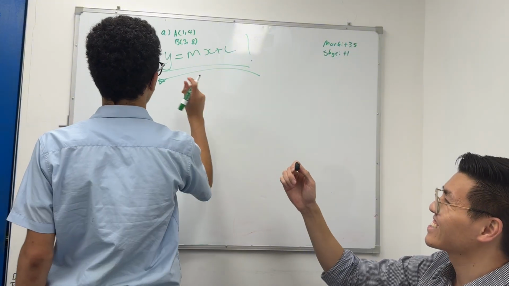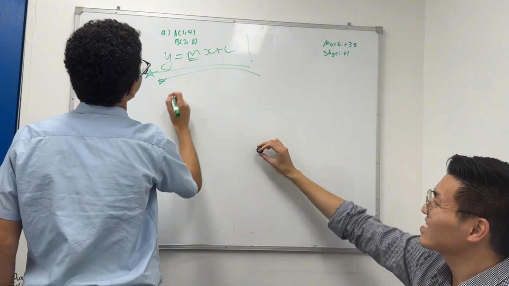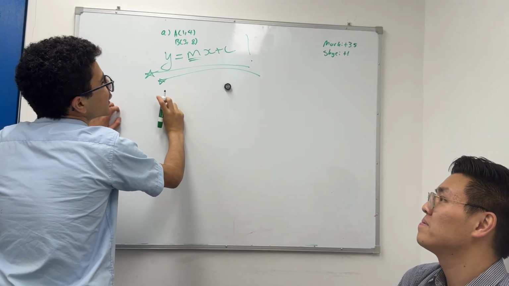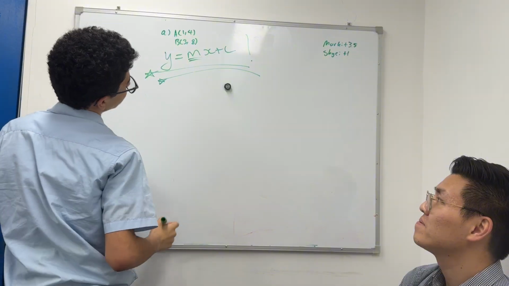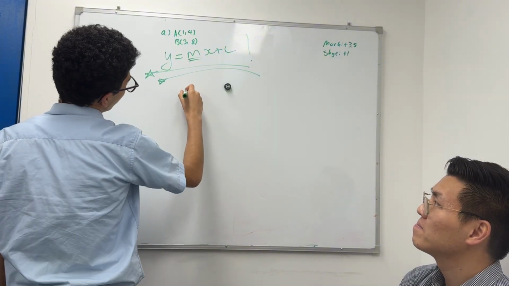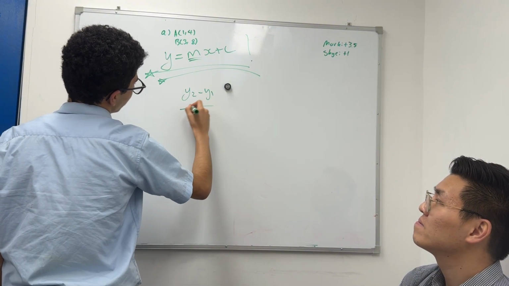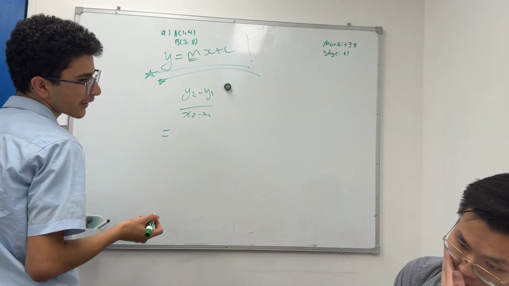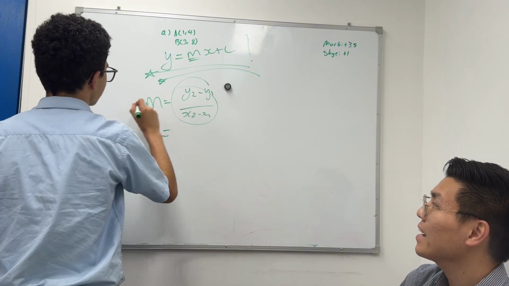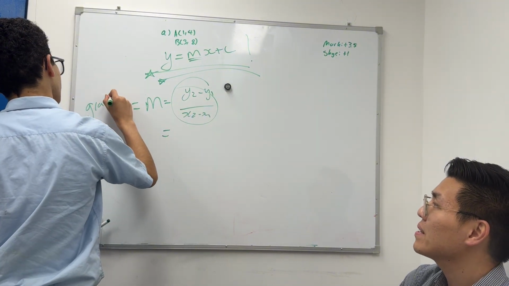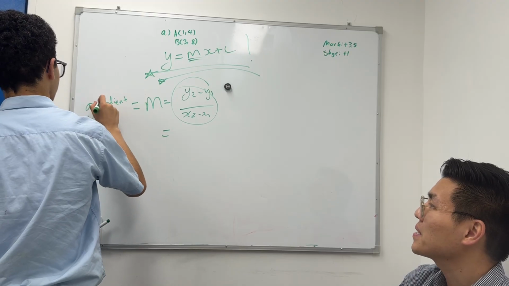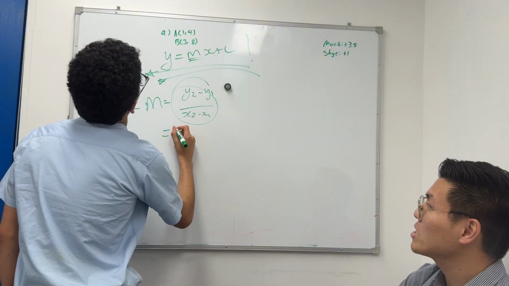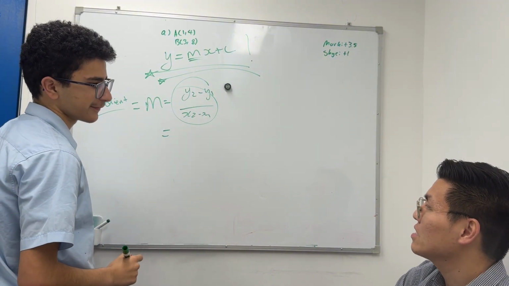Anyways, so first let's find the m. What do we do? Rise over run, or y2 minus y1 over x2 minus x1. This formula is to find the gradient. Gotcha. Easy? Well, what's the logic behind this formula? I don't get it. So why is it like that?